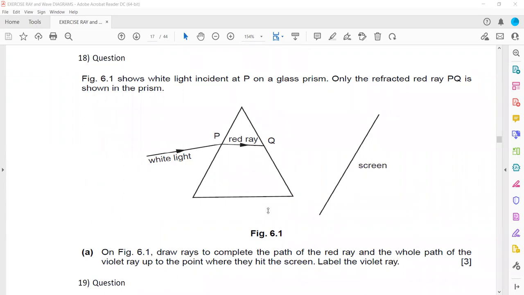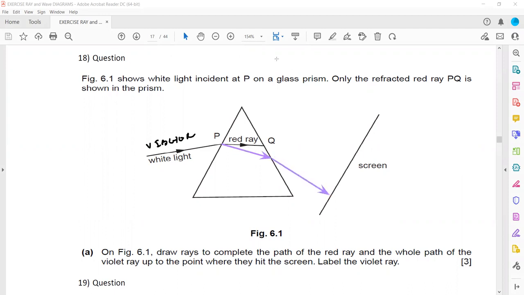This is the second part of the ray diagram. The figure shows a white light which is incident. White light is a combination of all the seven colors: violet, indigo, blue, green, yellow, orange, and red. The spectrum is such that violet bends the most and red bends the least. So the red light path is shown. We have to complete it for violet.